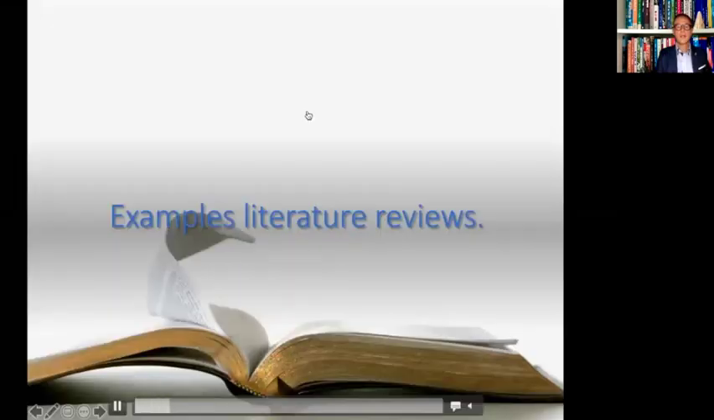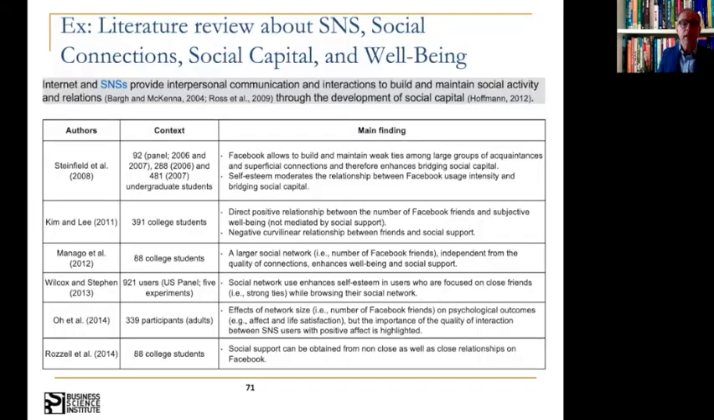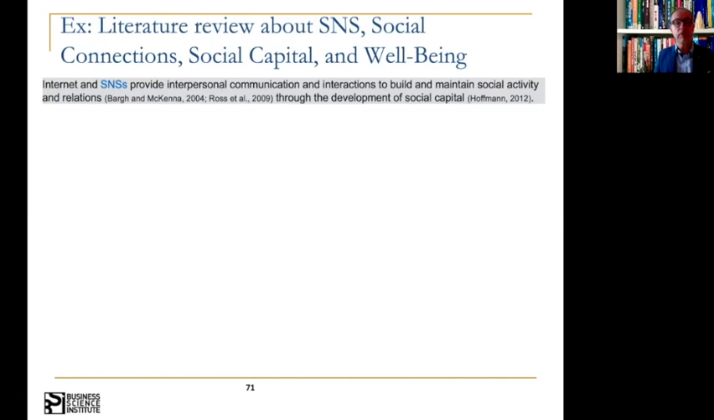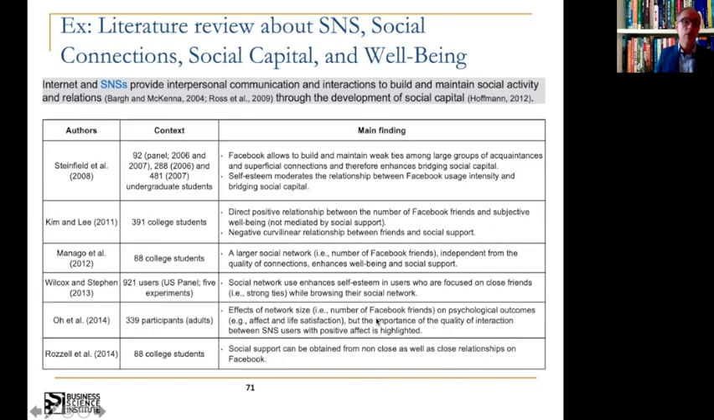So let's see some examples of literature reviews. You create this kind of table and put the information coming directly from the articles that you have read. These tables should summarize and synthesize the information of the articles. This comes from research we have done about social connections on social media, Facebook, social capital, and the impact on well-being. It's a table in which you put different columns of information.